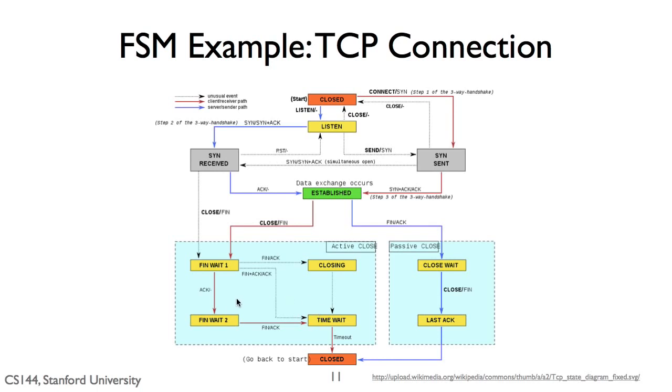TCP transitions from FIN wait 2 to time wait when we receive a FIN from the other side. It then stays in the time wait for a period of time until it can safely transition to close. The final blue edge, from last ack to close, occurs when the passive closer's FIN is acknowledged.